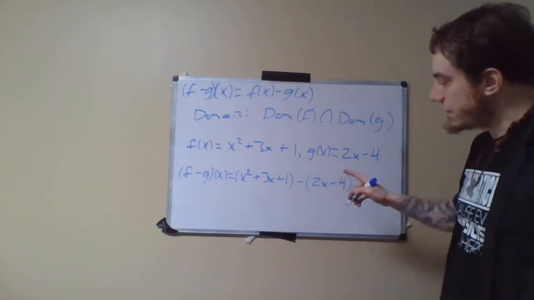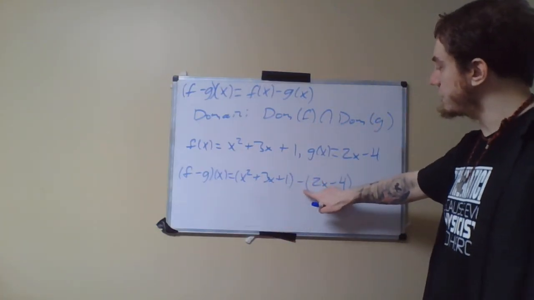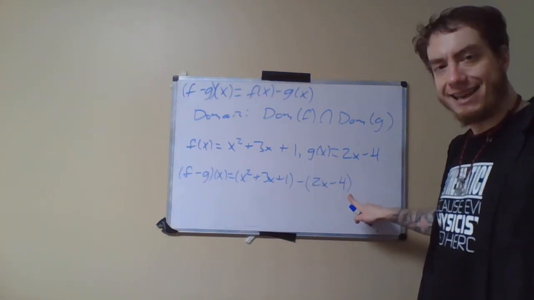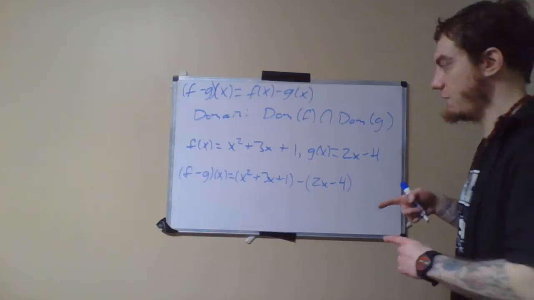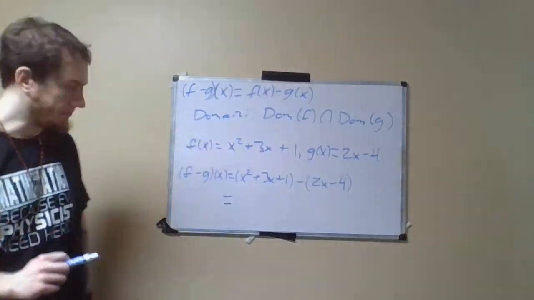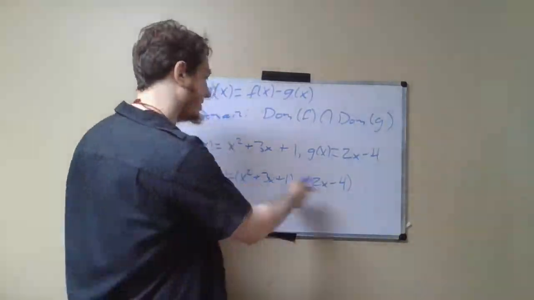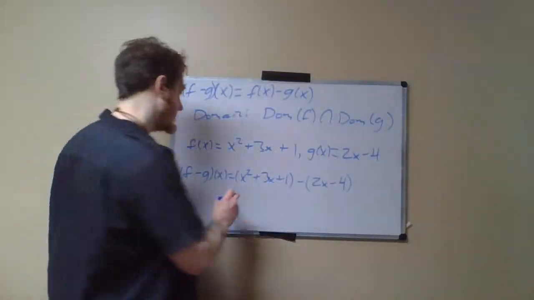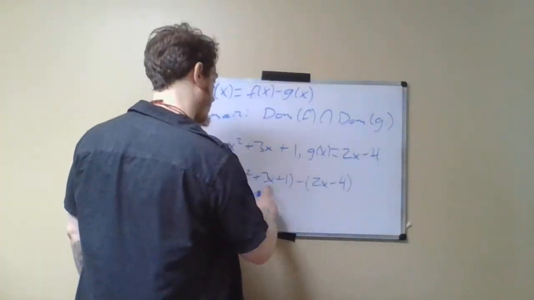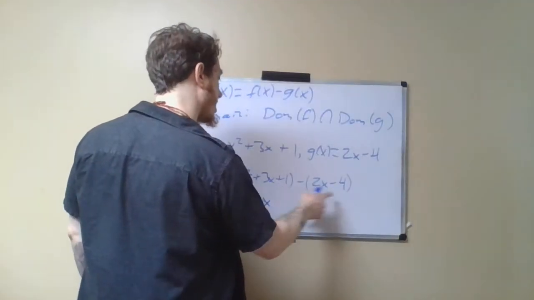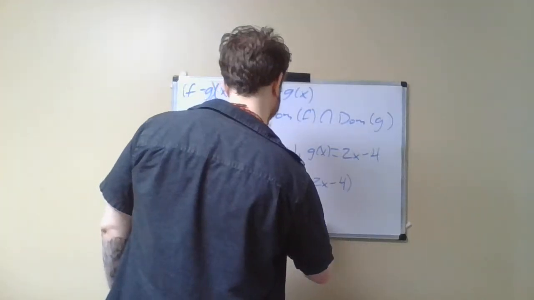This is important because if I didn't use parentheses here, I would subtract the 2x, but I wouldn't subtract the -4. I'd be adding it, and that would mess up the signs there. So I need those parentheses to make my signs work out correctly. Otherwise, this now becomes a straightforward combine the polynomials type of problem. So x squared, 3x minus 2x becomes plus x, and 1 minus -4 becomes plus 5. So there we go. There's our new expression.